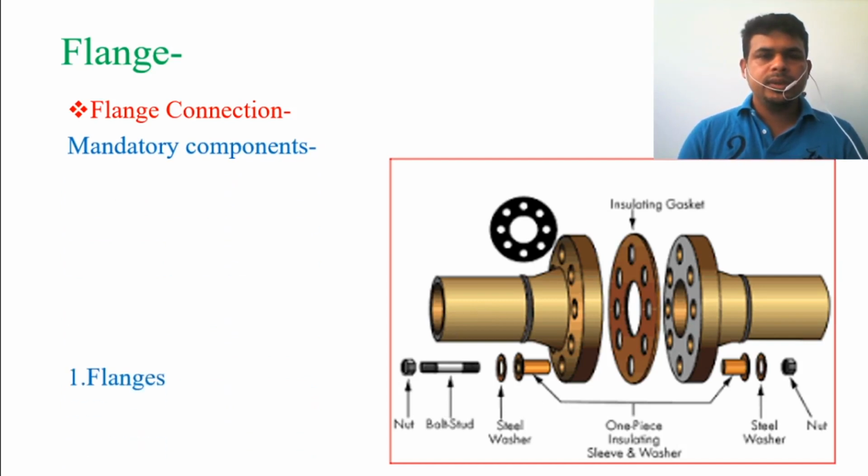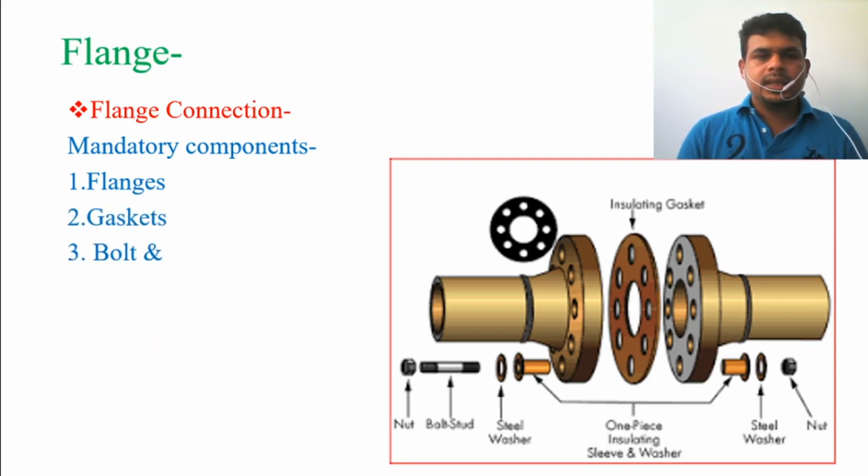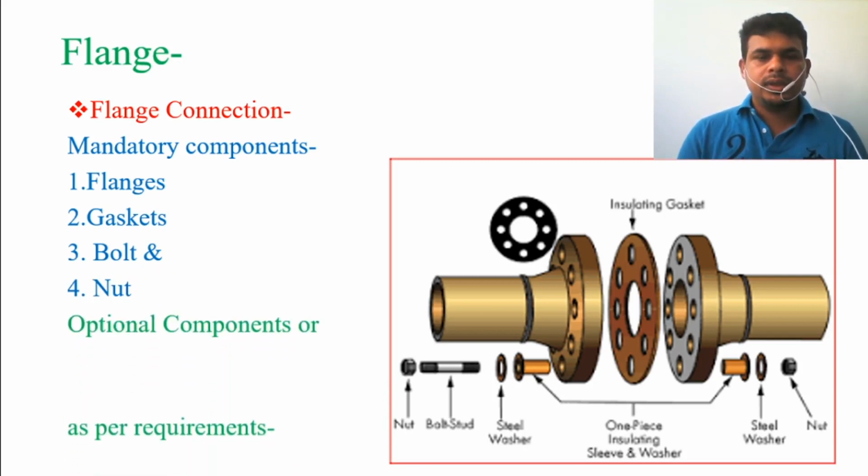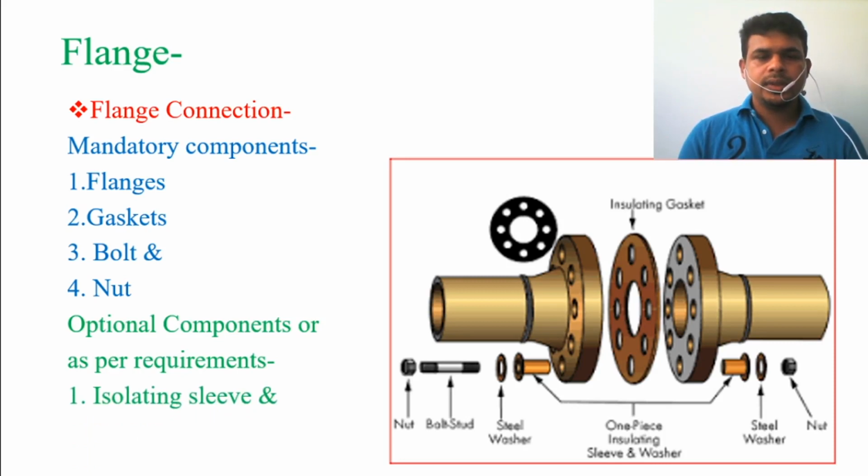The first mandatory component for a flange connection is the flange. We need a minimum of 2 flanges. Then we need the gaskets, then bolts and nuts. We also have some optional components, as per requirements. As per system requirements we need to use an isolating sleeve and washer.